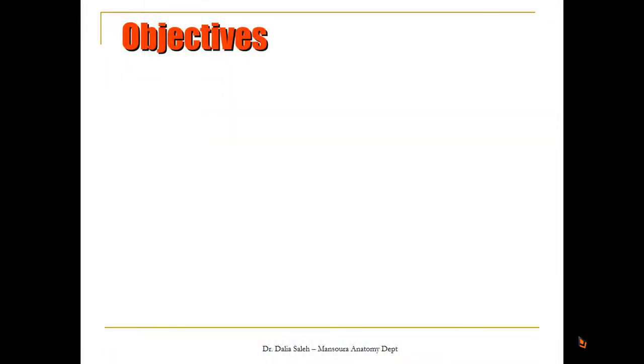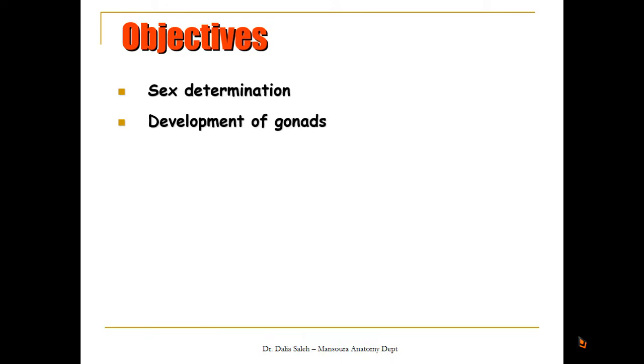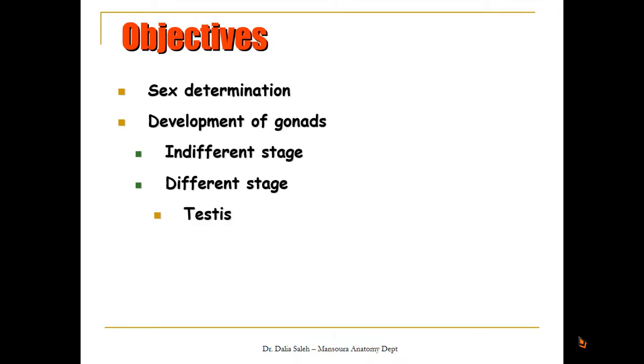My objectives will be: first, I will remind you how the sex is determined in the embryo. Then the development of the gonads in its two stages, the indifferent stage and the differentiated stage, till we reach the formation of testes and ovaries. And then I'm going to talk about the descent of the testes and the anomalies in the descent of the testes.